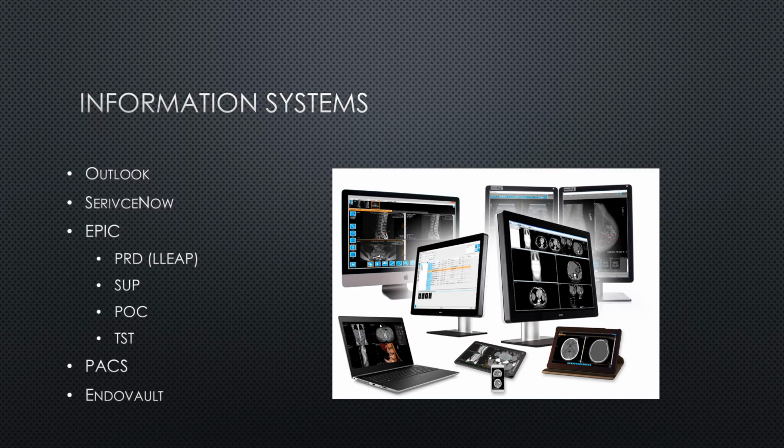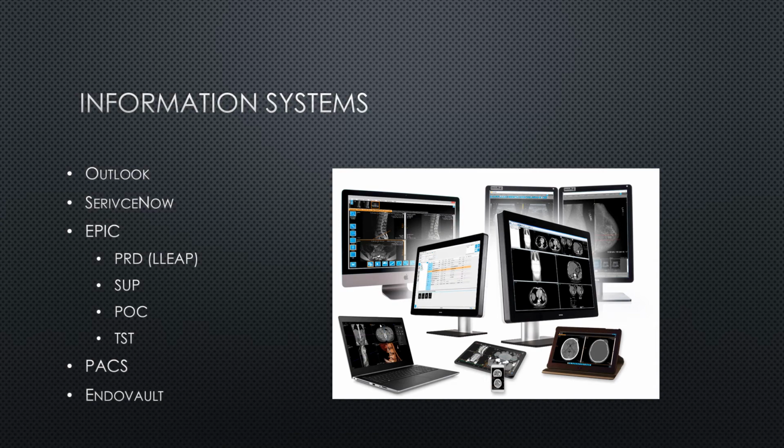So usually a build goes from POC to TST, then to production. Another information system used is PACS, which stands for Picture Archiving and Communication System. This is the system that is used to store and transmit images from multiple modalities such as X-rays, CT, and MRI. Radiant analysts do not directly work with the system, but they have to be familiar with how it is linked to Epic to transmit reports and results correctly.